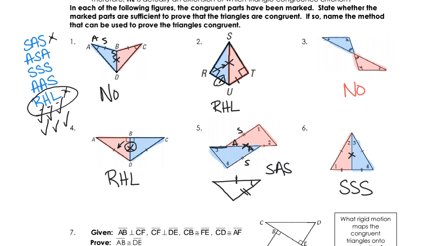All right, guys, hopefully that helps. And we're going to do a little day of review to make sure that no matter what markings we see on our triangles, we can tell whether they are congruent or not congruent. And if they are congruent, which of the 5 theorems it will be. All right, guys, I will see you later.